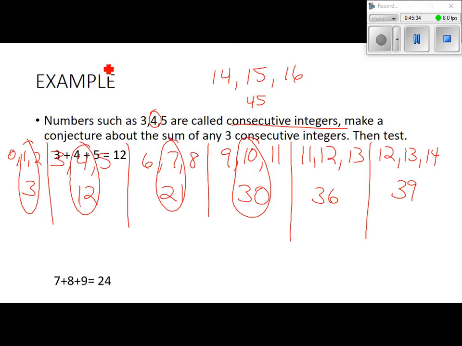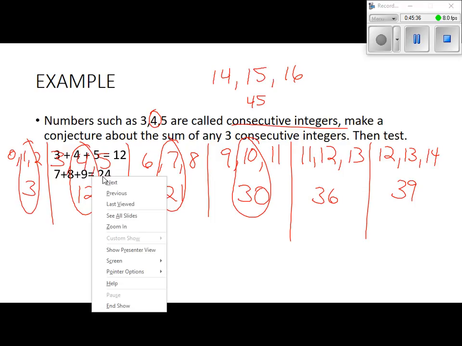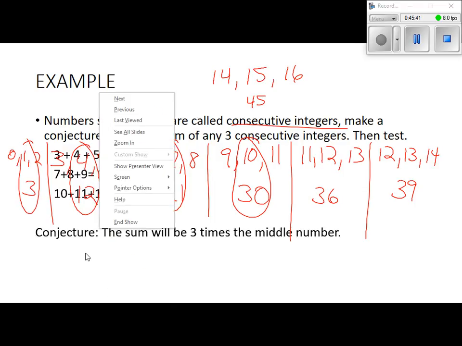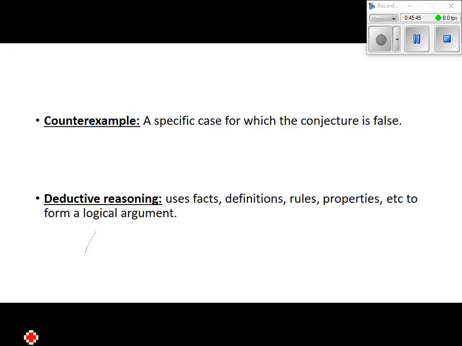That's the kind of stuff you need to be able to do. The sum of the 3 numbers will be 3 times the middle number. All right, write this down, a counterexample. Counterexample, very, very important. A counterexample is a specific case for which a conjecture is false. A specific case. You got to be specific.